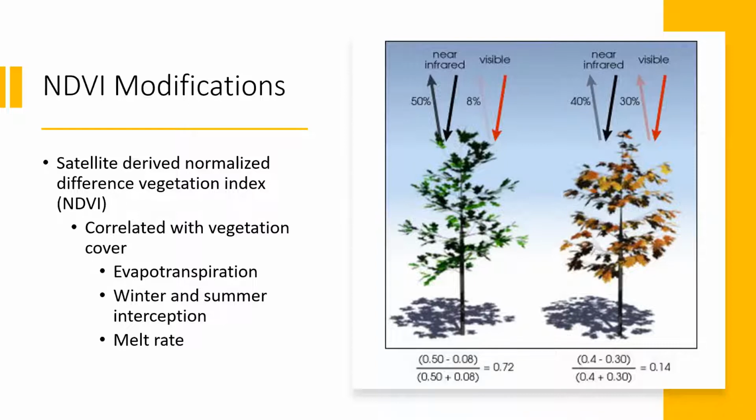Using NDVI can give us better estimates of evapotranspiration, as well as winter and summer interception rates and melt rates. So for example, for this green plant that has a higher NDVI value, we would expect to have higher evapotranspiration, higher interception rates, and a lower melt rate since it's likely shading out more snow.